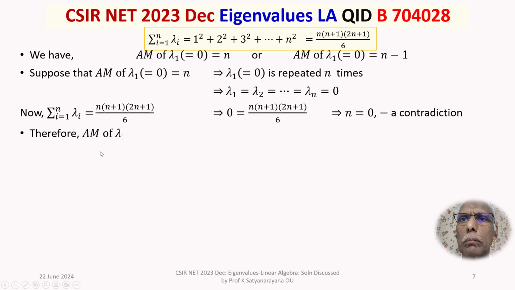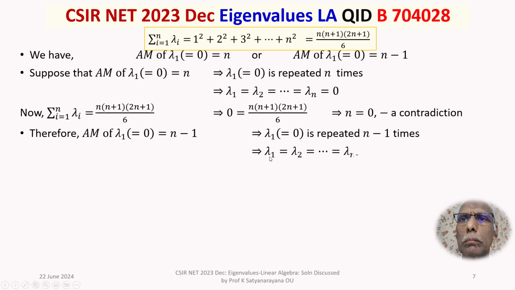Therefore, the AM of lambda 1 is equal to 0 is n minus 1. That means lambda 1 is equal to 0 is repeated n minus 1 times. That means, let us say lambda 1 is equal to lambda 2 is equal to lambda n minus 1 is equal to 0. Let us say this. Then lambda n will be not equal to 0, because lambda 1 is equal to 0 is repeated n minus 1 times, and the nth eigenvalue lambda n is not equal to 0.